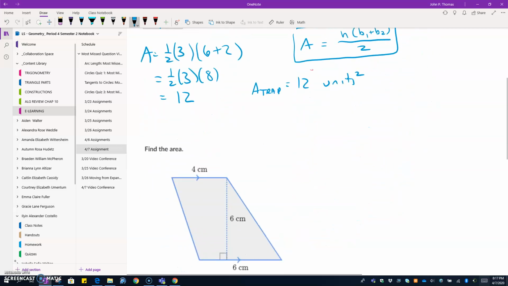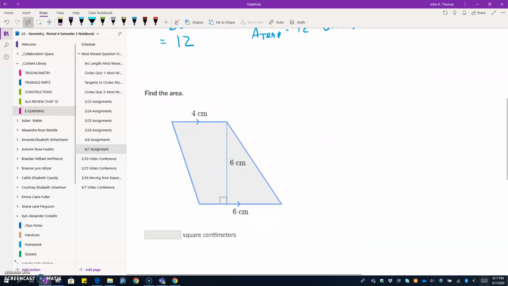Now if I move on to the second most missed question, we've got another area of a trapezoid. Trapezoid we know we have because we have parallel sides here, and it's marked for us. So if I'm keeping track, I've got a base 1 of 6, a base 2 of 4, and then they give me this right angle down here, which indicates that this is going to be our height. It goes the vertical distance between the two bases, so our height here is given as 6.